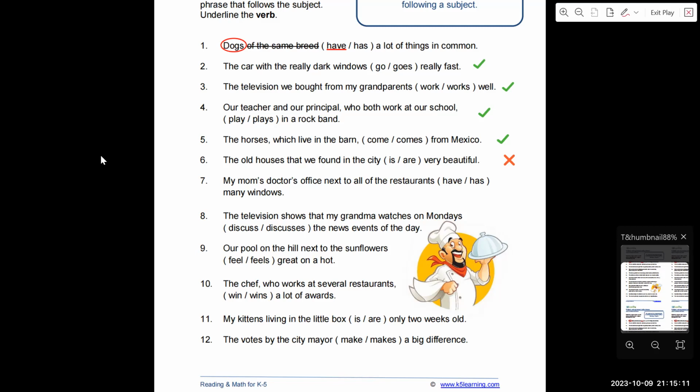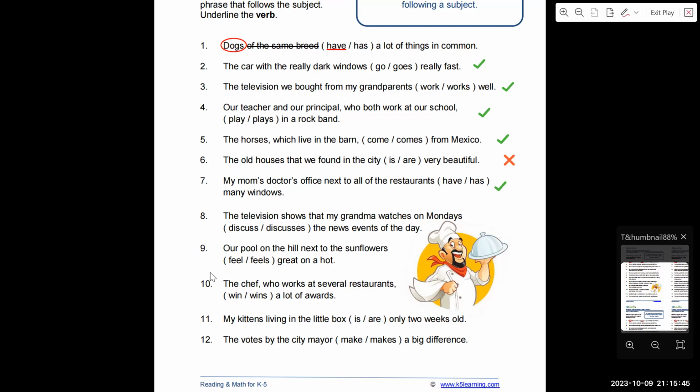7. My mom's daughter's office next to all of the restaurants has many windows. That's correct. But what is the subject? Look at the sentence carefully. My mom's doctor office. That's correct. Mom's doctor office or just office. Okay? So just one. That's correct.